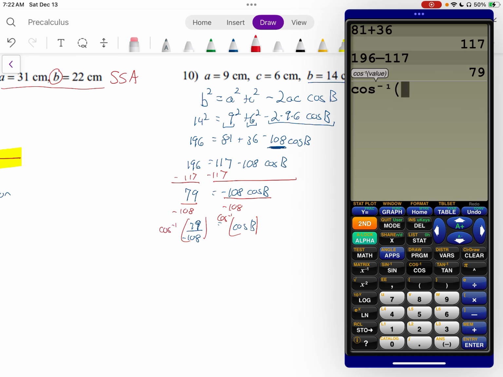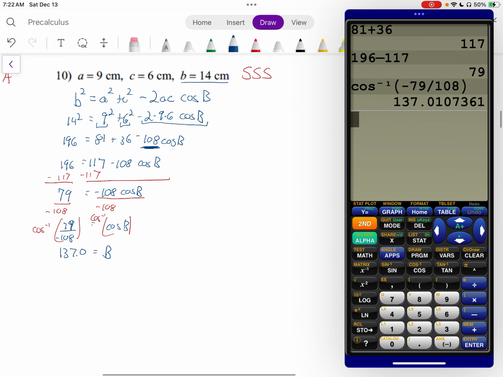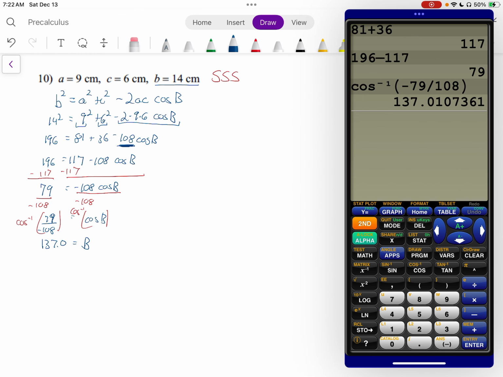So inverse cosine of negative 79 divided by 108. You get that angle B is 137.0. From there, we can use law of cosines again, or we can just now go back to the law of sines now that we have an angle, which is usually, I feel like, a little bit easier.